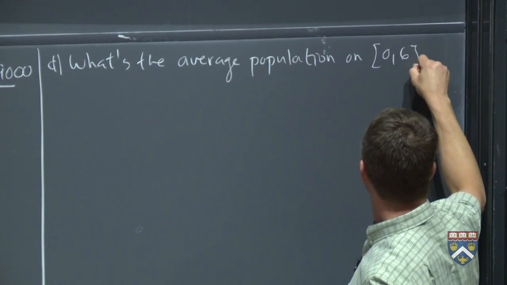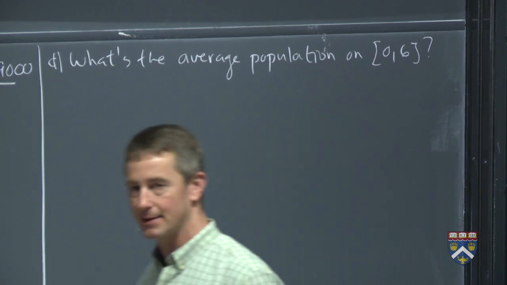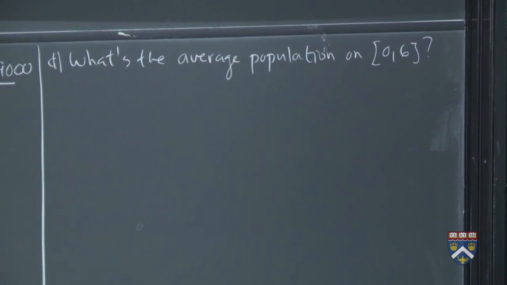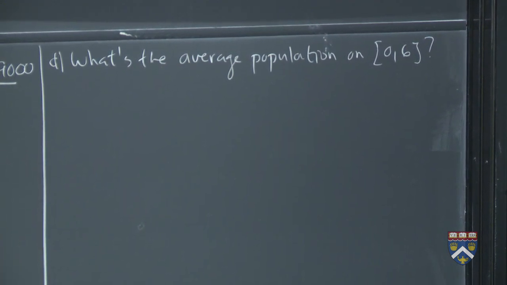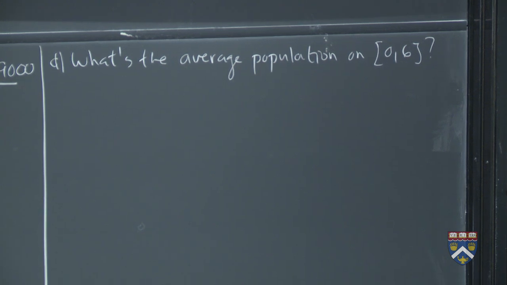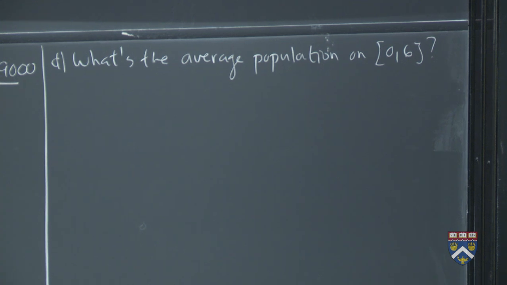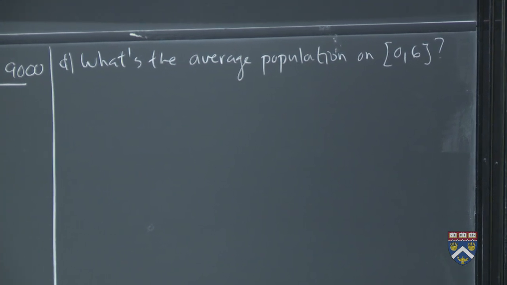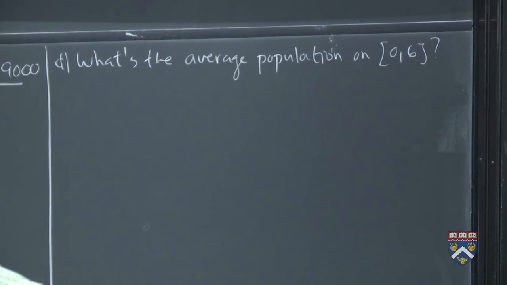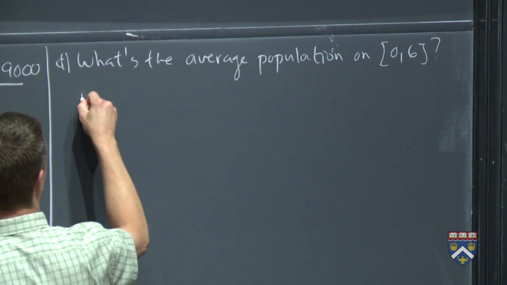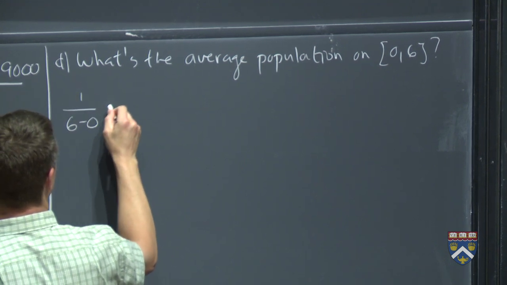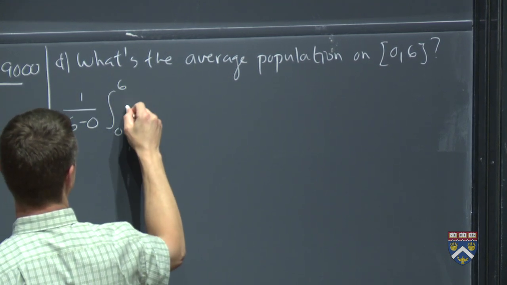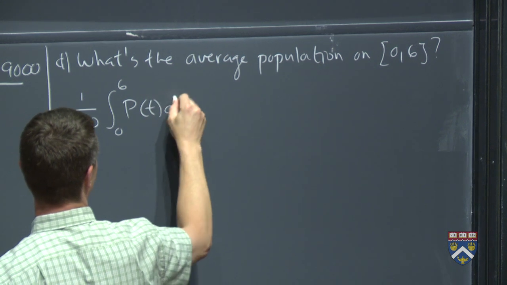So we talked last week about how you might try to do this in practice. You might just sample it at a whole bunch of different times, add them all up, and divide by the number of times that you sampled. We were talking about temperature last week. But we said that if we want to get the exact value of that, we let the number of times that we sample it go off to infinity, and then we get something that involves an integral. So from last week, this is supposed to be 1 over 6 minus 0, the integral from 0 to 6 of the actual population function.